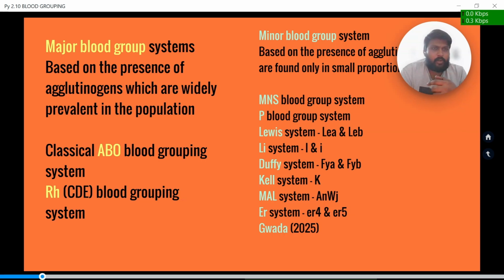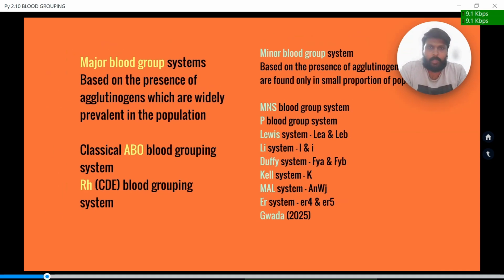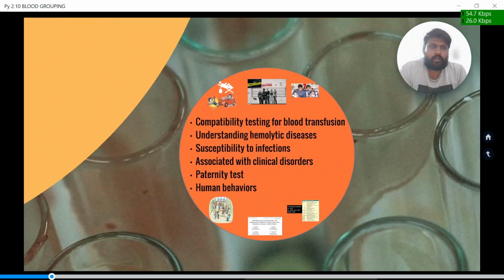So Duffy has an important role to play in malaria, and we have Kell, Mal, ER, and Gwada. So this ER and Gwada were newly added, as I told you. If you take Gwada, in known humankind there is only one person who is Gwada positive, which was recently discovered as a new antigen and added to the list of blood grouping antigens by the International Blood Grouping Association. So now coming to the importance of it.